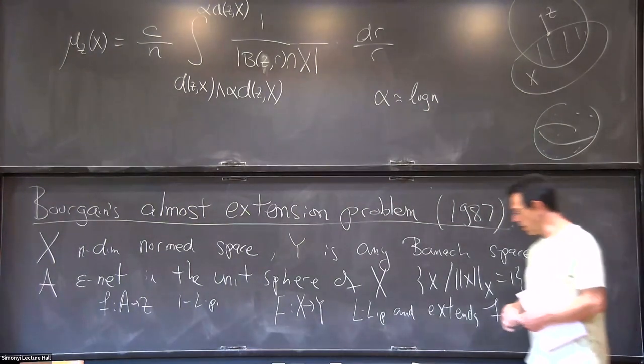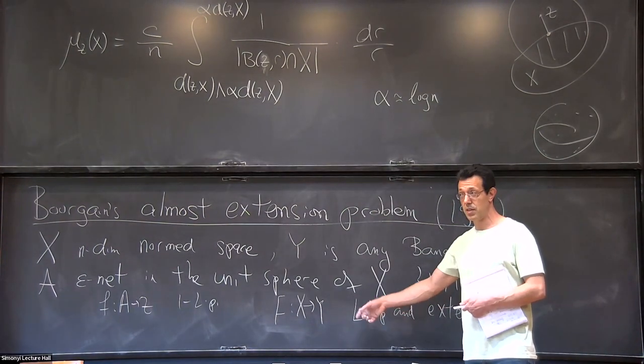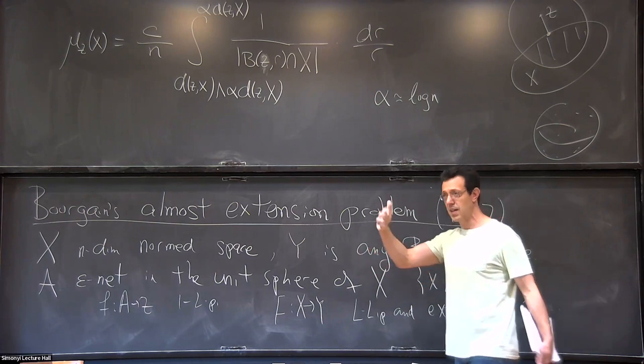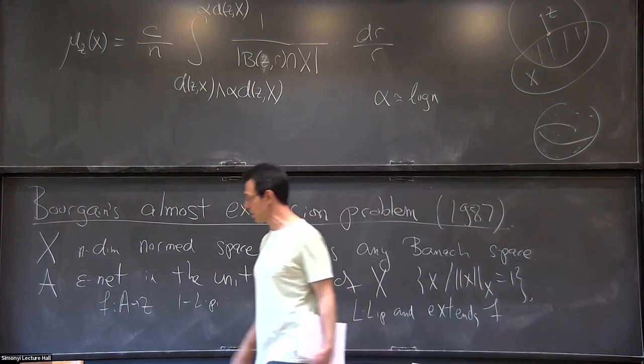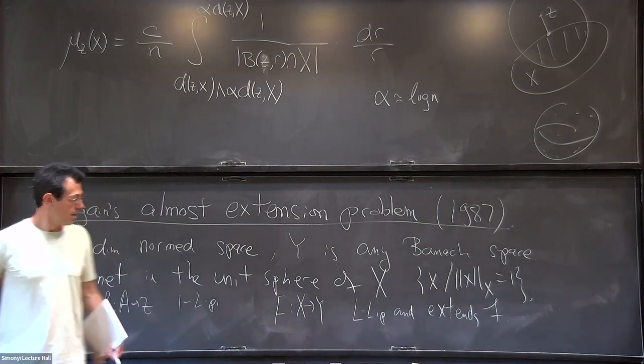So the smallest L that you can get is related to this e of X. In the examples, many times a counterexample is a net. Is that a Y, right?